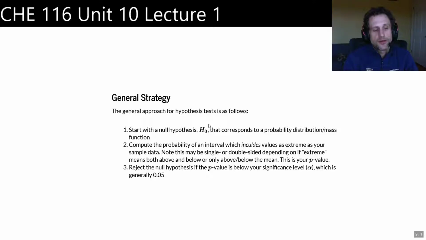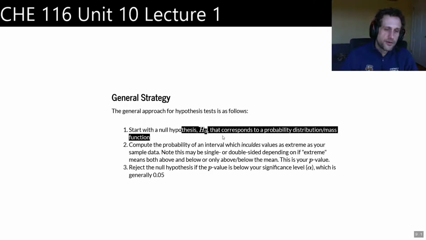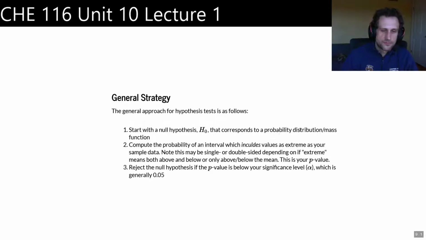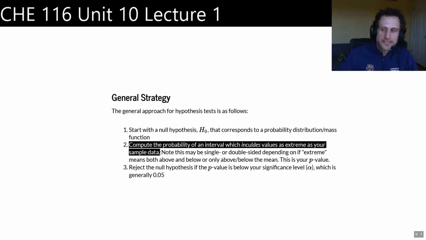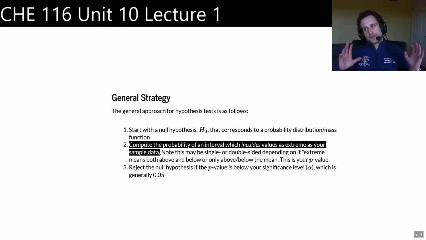Okay. So the way we're going to approach this is like we did in the first one. We start by constructing a null hypothesis that corresponds to a probability distribution, or probability mass function, probability distribution function. So it could be continuous or discrete. Then we compute an interval which includes values as extreme as your sample data. That's a fancy way of saying we're going to build this interval that just barely doesn't catch that sample, and then we're going to look at the complement of it.